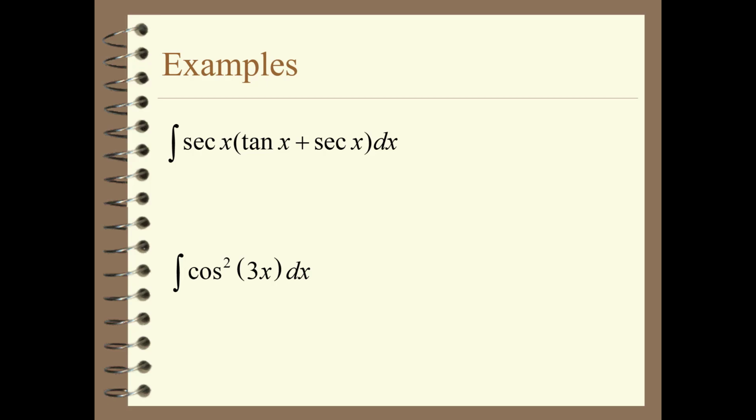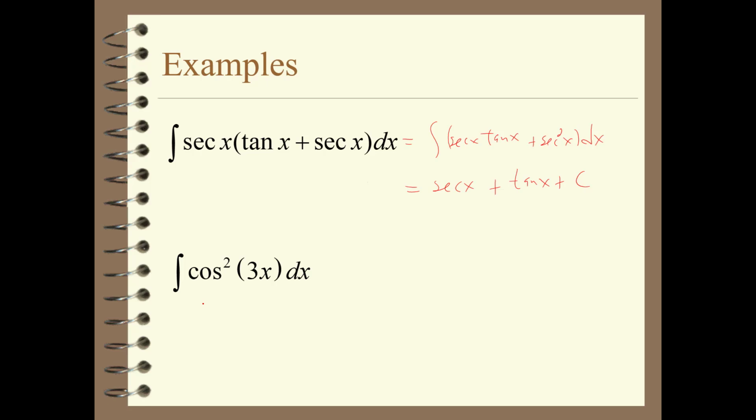Let's find the antiderivative of the secant of x times the quantity tangent of x plus secant of x. Notice if you just multiply that out, it becomes a sum. That'd be the secant of x times tangent of x plus the secant squared of x dx. I need a function whose derivative is secant of x tangent of x. That's just the secant of x. And then you need the antiderivative of the secant squared. I need a function whose derivative is secant squared. That's the tangent. And that's the answer, plus c.